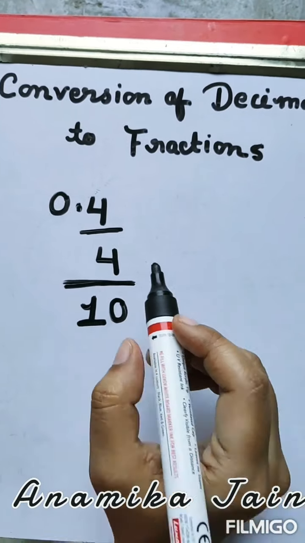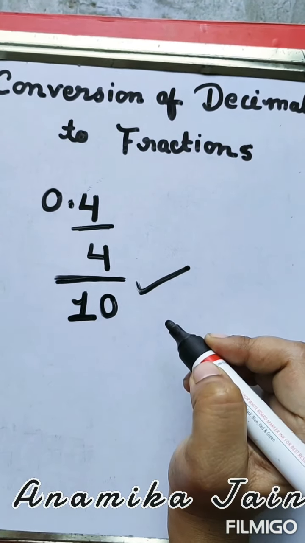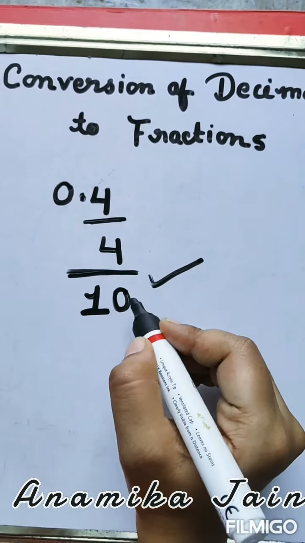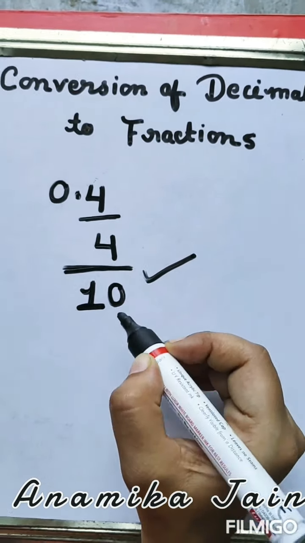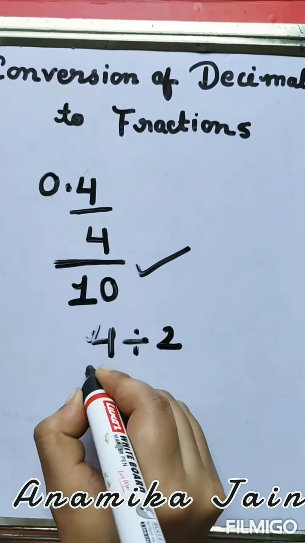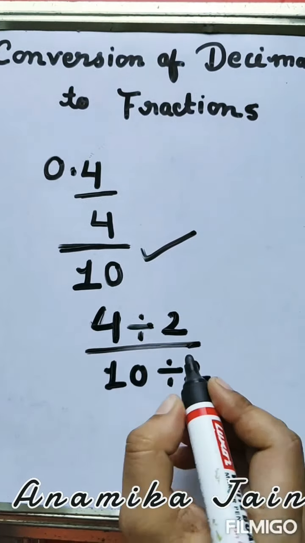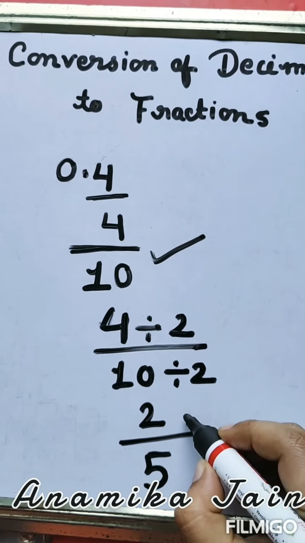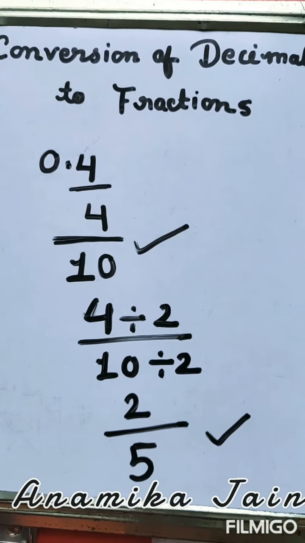Now if they are saying write the fraction in the simplest form. So this is converted into fraction, but it is not in its simplest form. So how to convert it in simplest form? We have to divide it by some number if there is any common factor. We know that 4 we can divide by 2 and 10 we can divide by 2. So we will be dividing 4 by 2 and 10 by 2. 4 divided by 2 is 2 and 10 divided by 2 is 5. Now there is no common factor between 2 and 5. So it is in its simplest form.